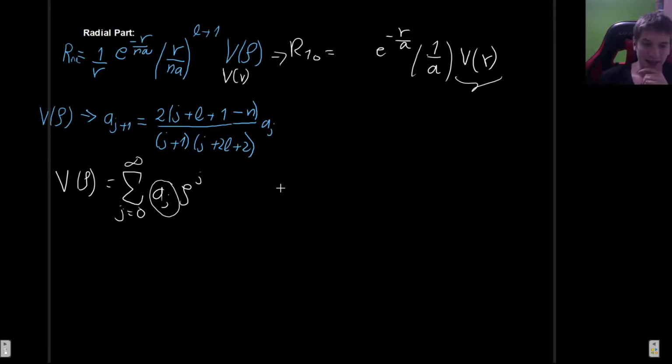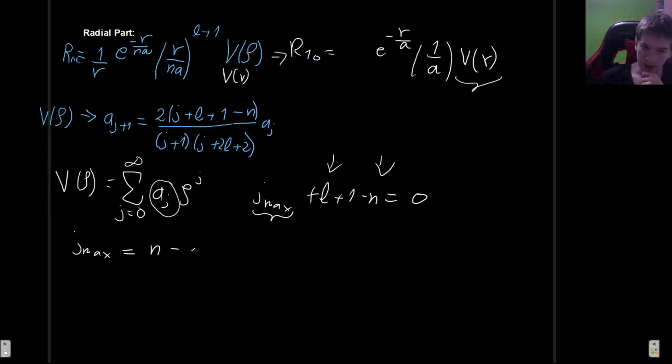And that means that at that maximum value, this thing right here will be 0. So j max, all of this, so plus L plus 1 minus n, this has to be equal to 0. So this means we can determine the maximum coefficient in terms of L and n, and that's exactly what we want to do. So j max, this will be n minus L minus 1. And what are our values this time? Well, n is 1, L is 0. So our maximum value for j will be 0.